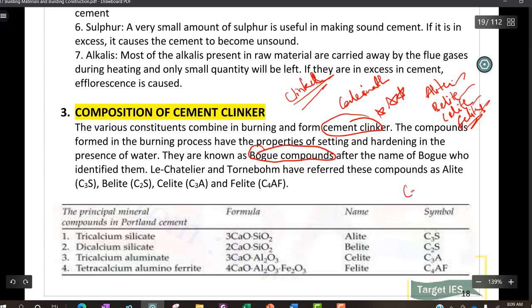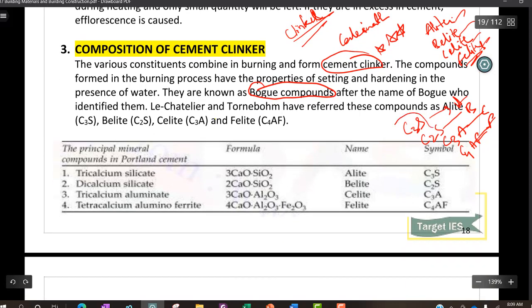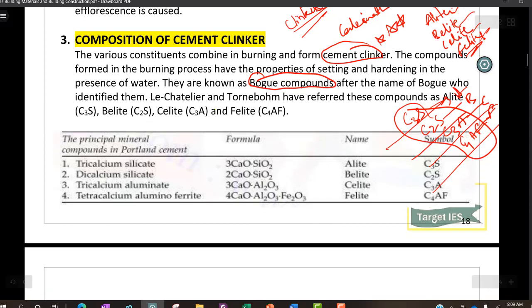Alite means C3S, belite means C2S, celite means C3A, and felite means C4AF. Okay, alite, belite, celite and felite. इसे हम कहते हैं Bogue compound because Bogue ने classify किया है. So these 4 compositions of clinker, whenever you are mixing this calcareous and argillaceous rock, after mixing clinker बन रहा है. क्लिंकर का composition क्या है? C3S, C2S, C3A, C4AF. We are calling this as Bogue compound.